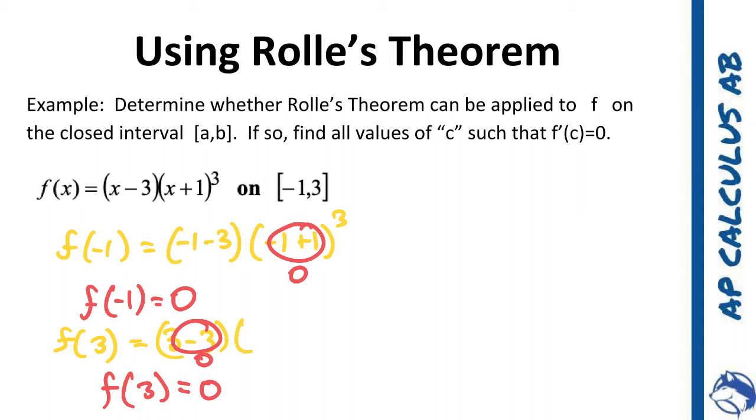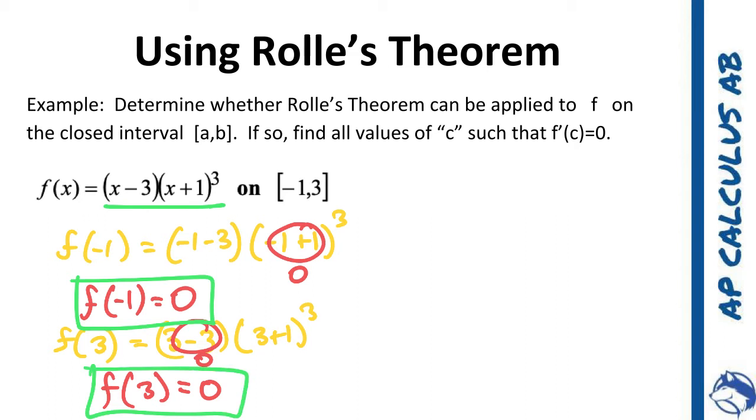If I were to write it out, I could write it as 3 plus 1 to the third, but it wouldn't matter either way. So the answer, does Rolle's theorem work? Well, yes, it's continuous and differentiable because it's a polynomial. These two things are true, so they equal the same value. So since f of -1 equals f of 3, I know it works. So there must be some f of c.